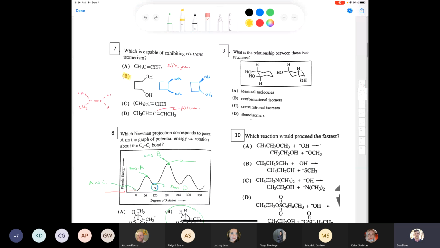All right, number 9, what is the relationship between these two structures? What's the relationship between these two structures? I'll give you a second to think about it.